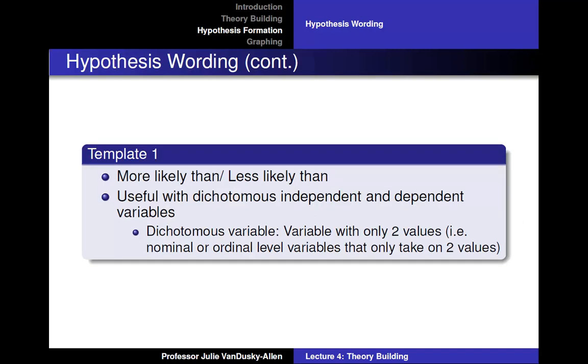There are several different ways to write hypotheses. I'm going to discuss a few templates you can use to write your hypotheses. You can use the more likely than / less likely than template. It is generally useful when you have dichotomous independent and dependent variables. Dichotomous means that the variable only has two categories or values. Many nominal and ordinal level variables take on only two values.